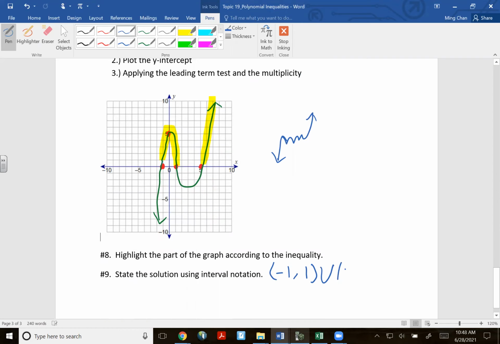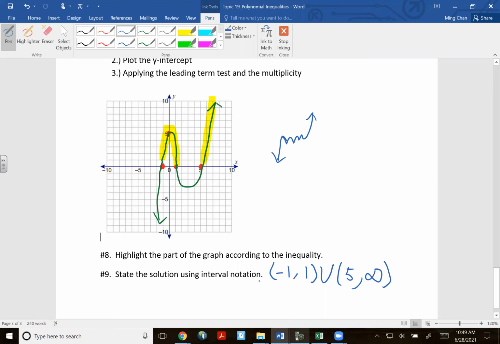the other part, from 5, keep on going to the right. So basically, what the solution is saying is from where to where on the x-axis the function is above the x-axis. -1 to 1, union 5 to infinity. From where to where on the x-axis the graph is above it. That's what this question is asking.